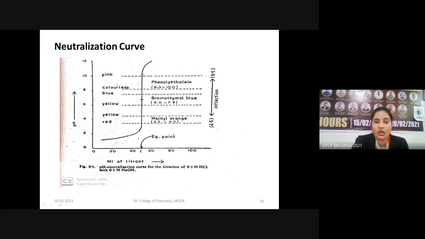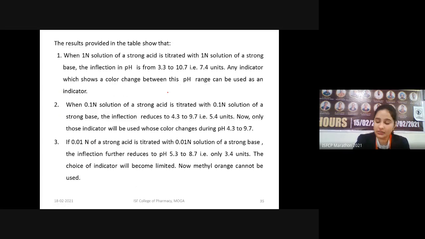and bromothymol is effective, it shows color variation at pH 6 to 7.5, and phenolphthalein shows color variation at higher pH, at basic pH. So by decreasing the concentration, the inflection reduces, the period of inflection reduces, and hence the choice of indicator is also limited.